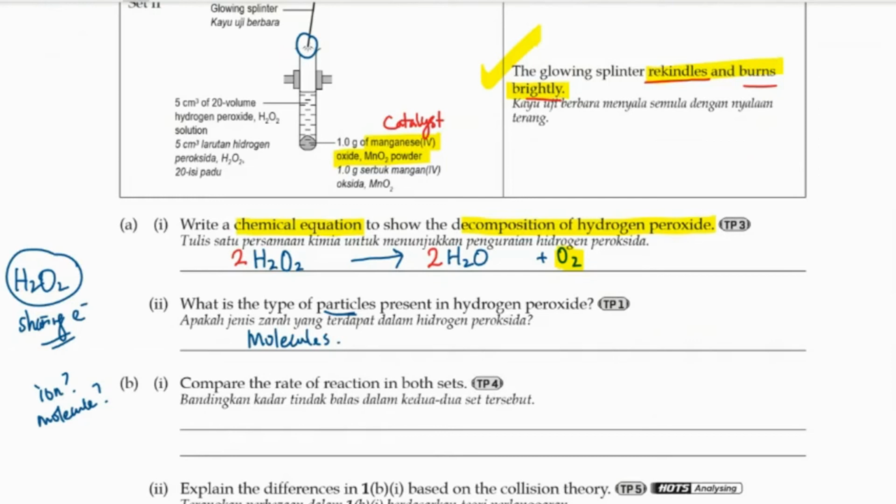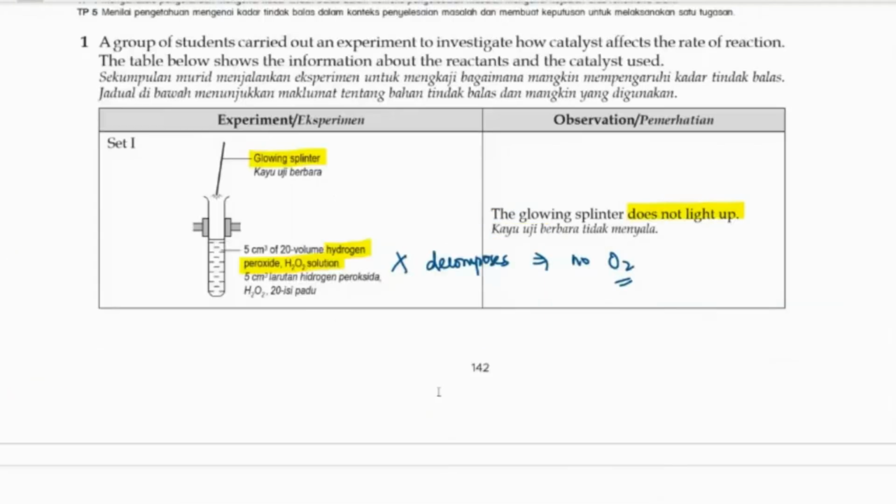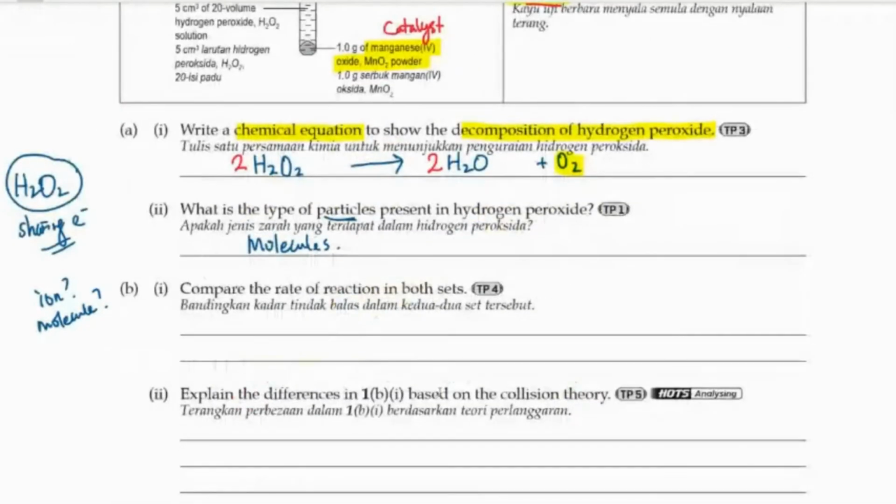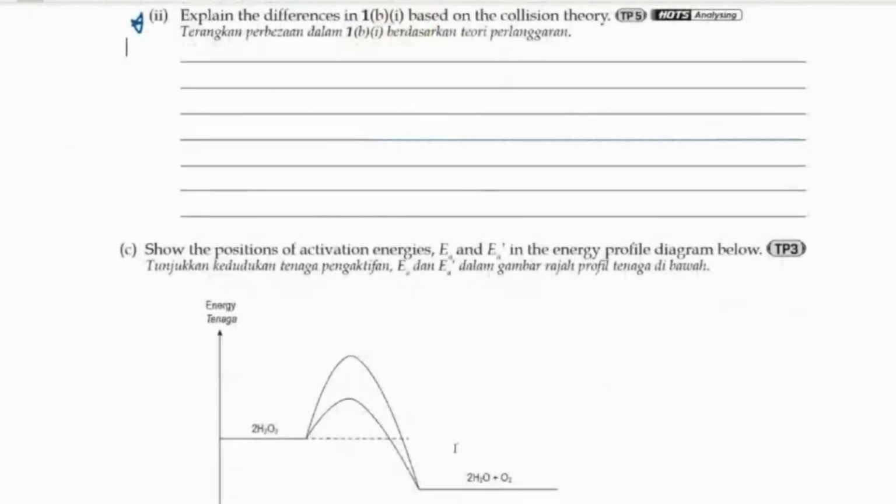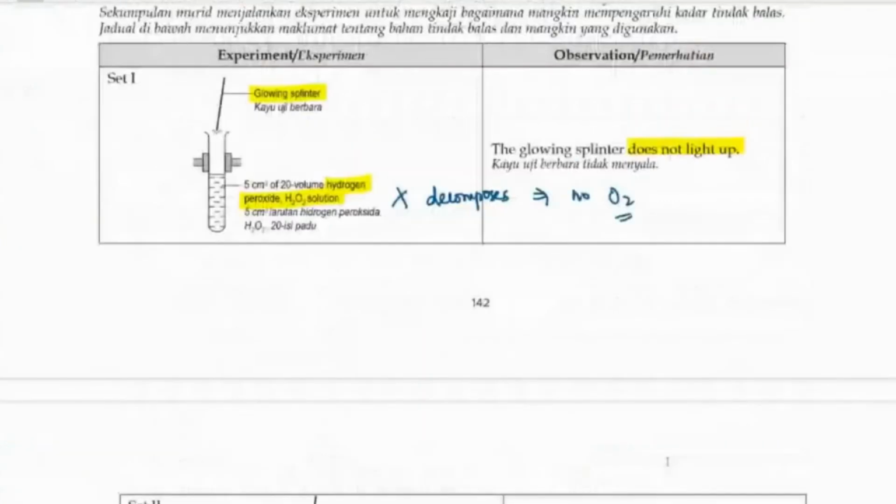Okay, so compare the rate of reaction. Which one has a higher rate of reaction? Okay, so set 2 has a higher rate of reaction than set 1. Collision theory we skip also. Skip first. Now here I want to explain on this.